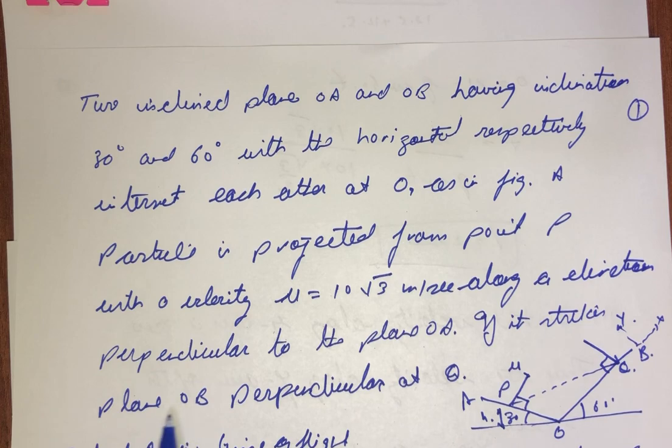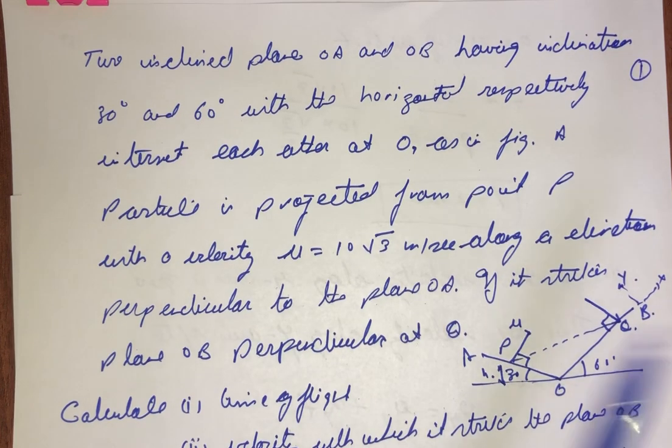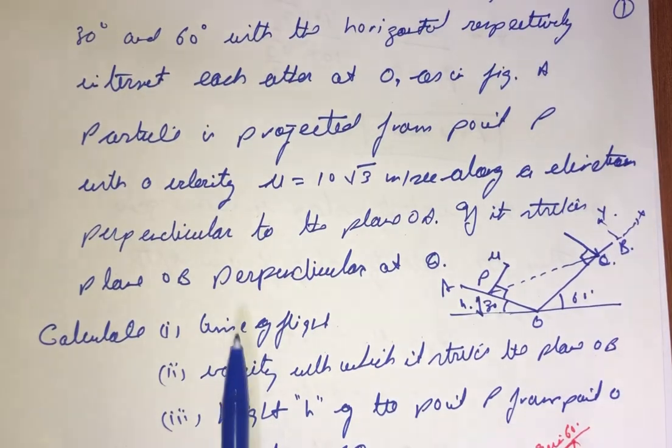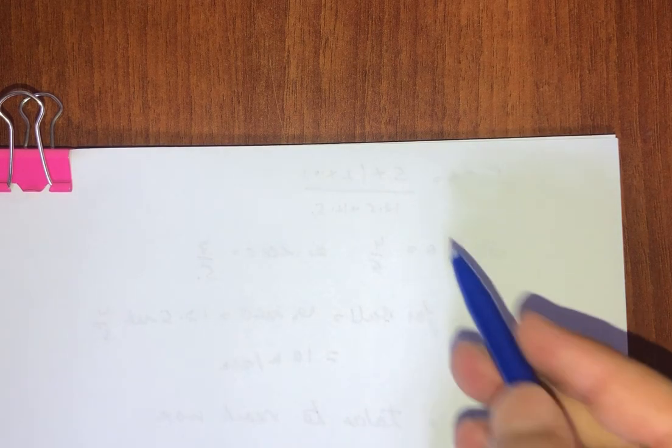If it strikes plane OB perpendicularly at Q, in this case we are going to find out four things. First, the time of flight; second, the velocity with which it strikes the plane OB; third, the height h of point P from point O; and fourth, the distance PQ. So in this case we are going to use the method which we discussed last time, with respect to how the projectile behaves when it is projected with respect to an inclined plane.